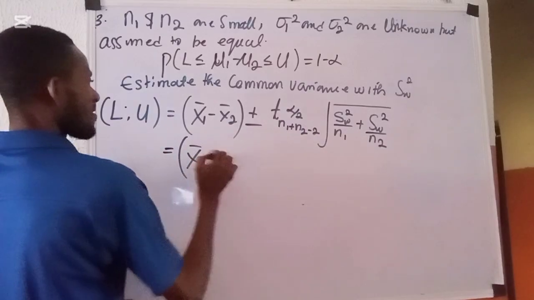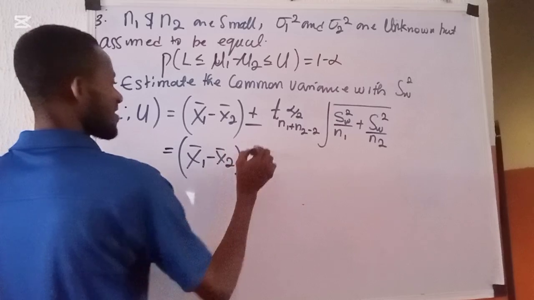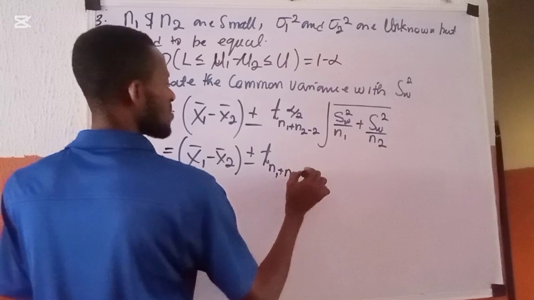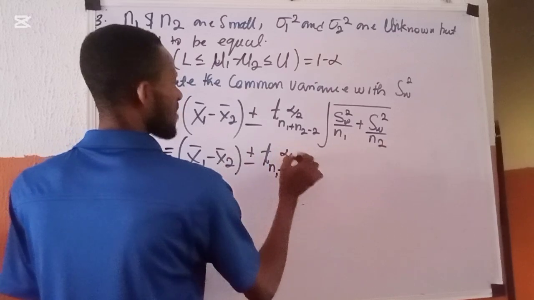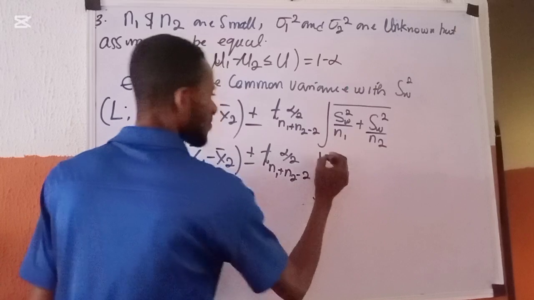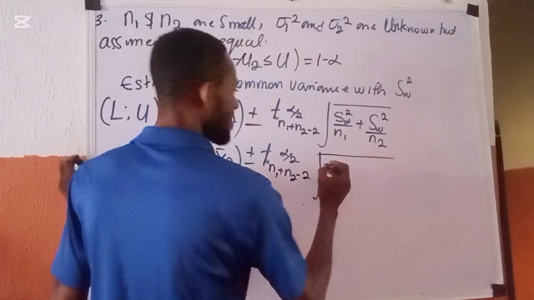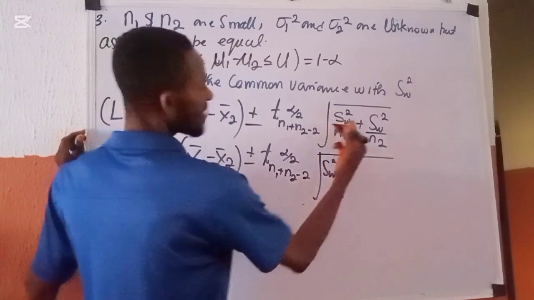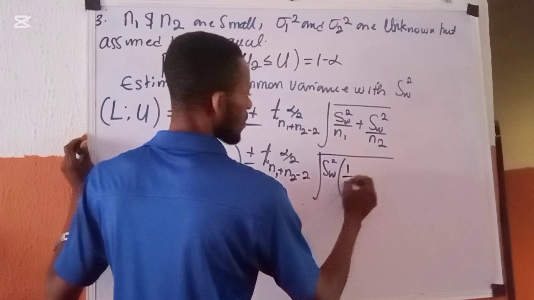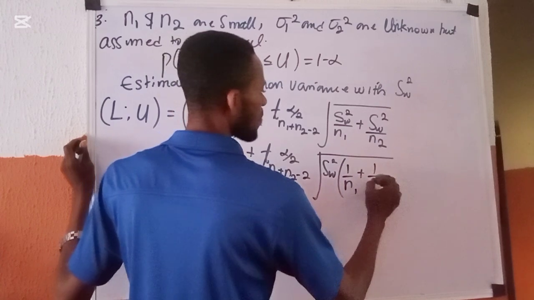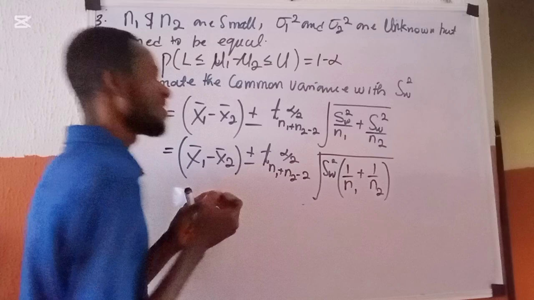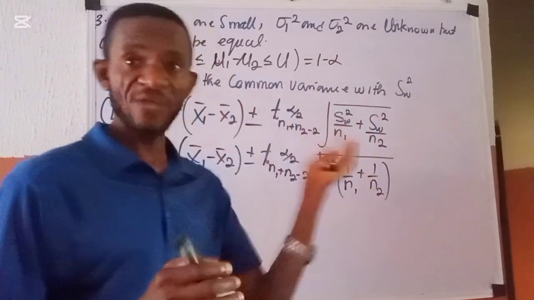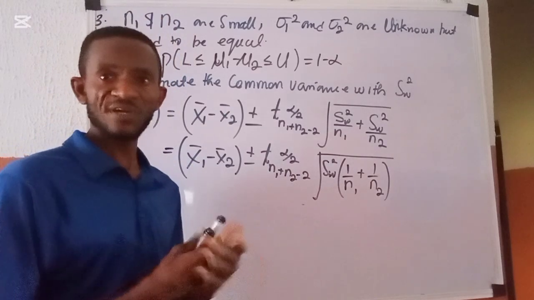Bringing it out, what we now have is (x bar 1 minus x bar 2), close the bracket, plus or minus t of n1 plus n2 minus 2 of alpha over 2, times the square root of Sw squared, open a bracket, because I brought it out, what remains here is 1 over n1 plus 1 over n2, close the bracket. If you want to return back, you use this to multiply this, you are here. So it's not really difficult.